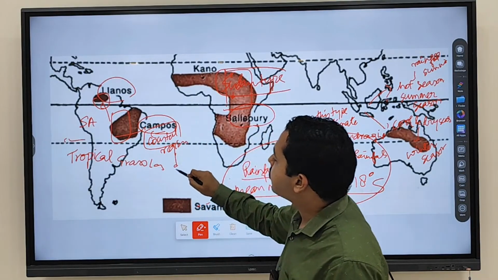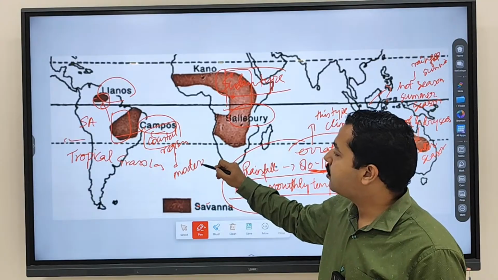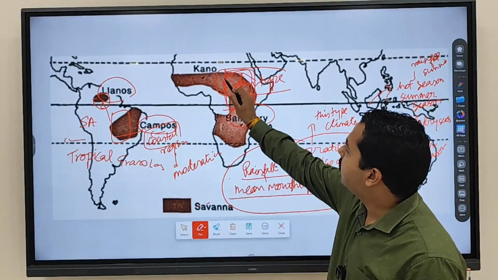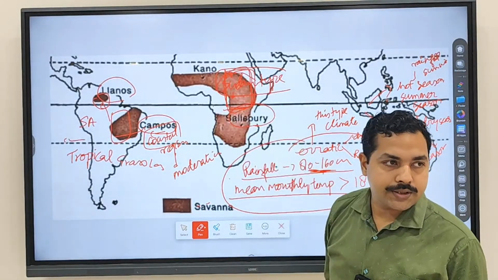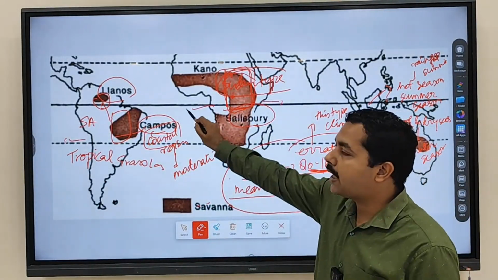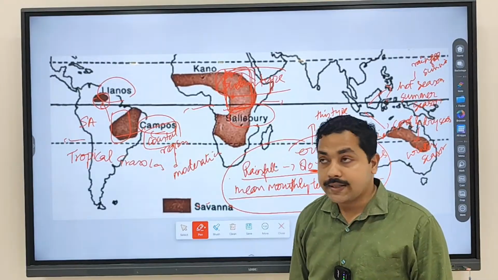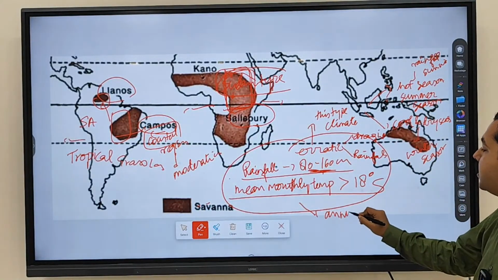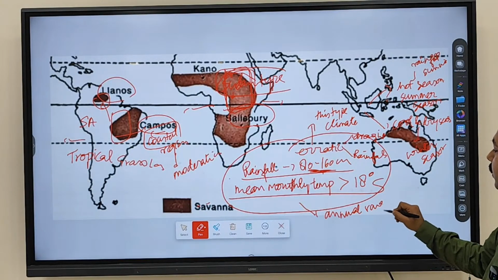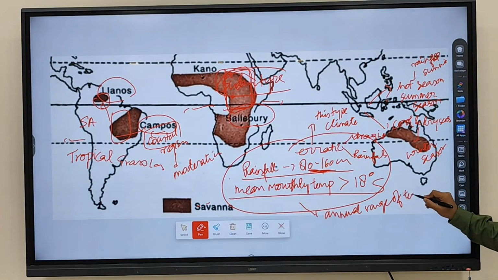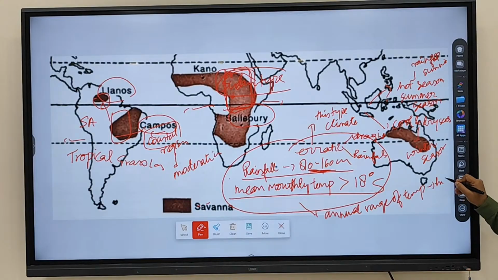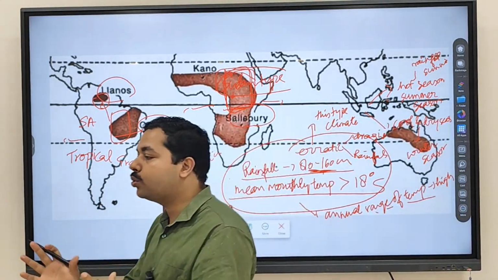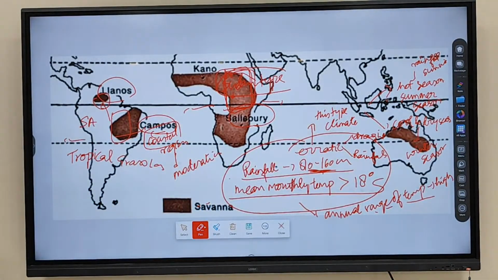So moderation is not there. Moderation by land and sea breeze is not there. Generally, you are finding this type of climate in the middle of the continent. As a result, you will find that the annual range of temperature is high. Maximum and minimum temperatures differ too much, so the annual range of temperature is going to be high.